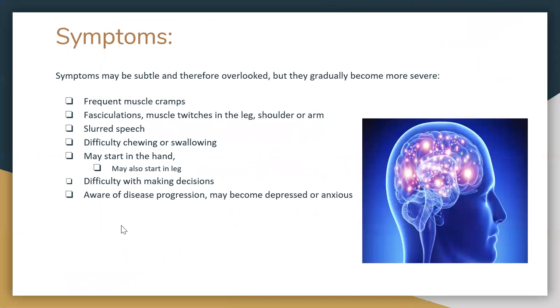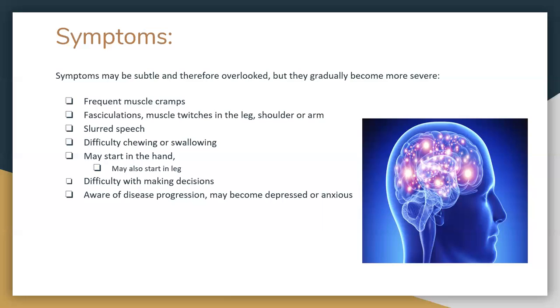Looking at the different symptoms of this disease, the symptoms may be very subtle to start out with and therefore be overlooked, but they gradually become more severe over time. These symptoms can include frequent muscle cramps, muscle twitches in the leg, shoulder, or arms, slurred speech, difficulty chewing or swallowing, and the disease can either start in the hand or in the leg or a combination of both. When it starts in the hand, typically an individual will have difficulty reaching or grabbing, and when it starts in the leg, they'll have difficulty walking.